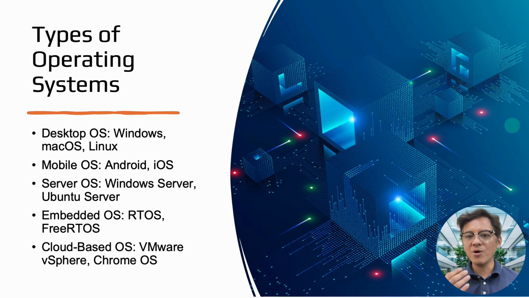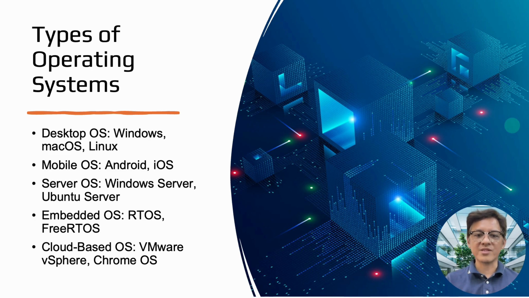Now that we know what operating systems do, let's take a look at the different types of OS and their unique roles. First, we have desktop operating systems. These are what most of us are familiar with. They're designed for personal computers and laptops. Examples include Windows, which is known for its user-friendly interface, macOS, which is loved for its sleek design and tight integration with Apple hardware, and Linux, an open-source OS popular among developers. Then there are mobile operating systems like Android and iOS.